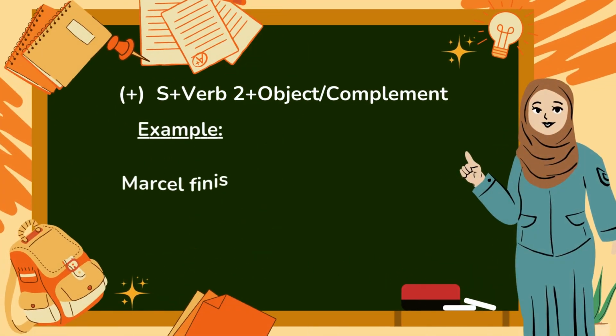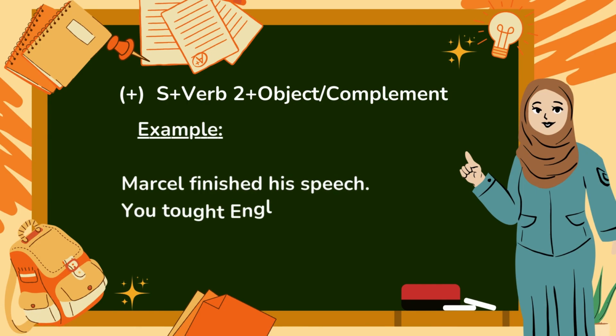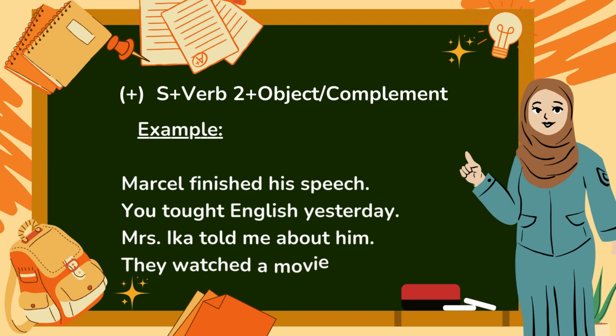So, simple past is a sentence that describes activities that happened in the past. The sentence uses the second form of the verb, or verb 2, for a positive sentence. Meanwhile, for a negative sentence, we can use the first form of the verb and add the auxiliary verb did. To make a question sentence, we can put the word did in front of the sentence.